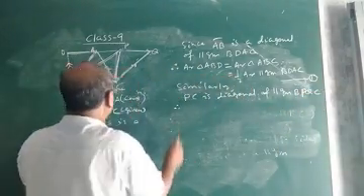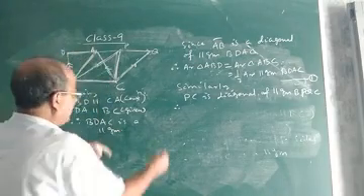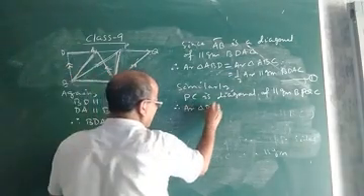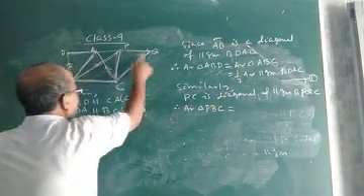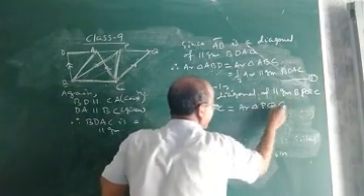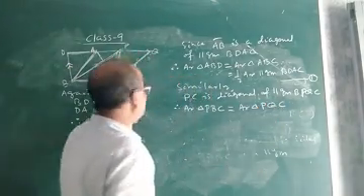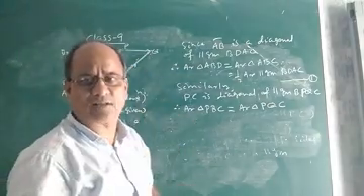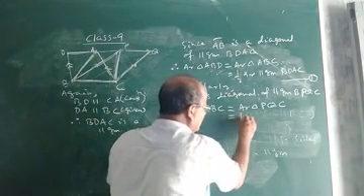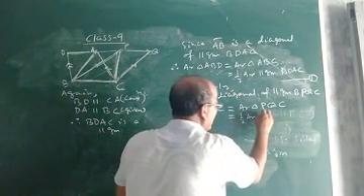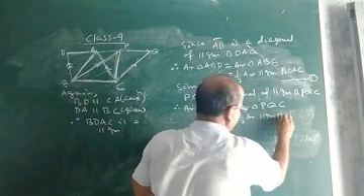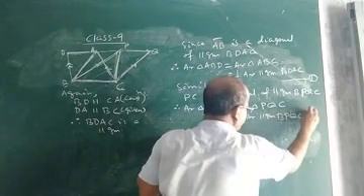Therefore, area of triangle PBC will be equal to area of triangle PQC, because the diagonal PC divides the parallelogram into two triangles of equal area. So their area is the same, and each one will be equal to half into the area of parallelogram BPQC.